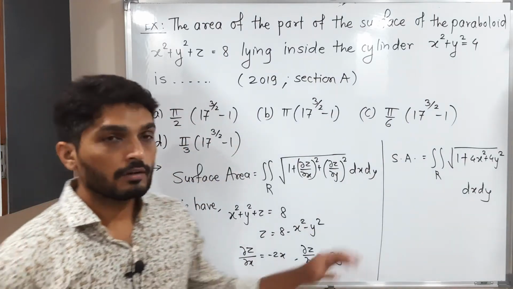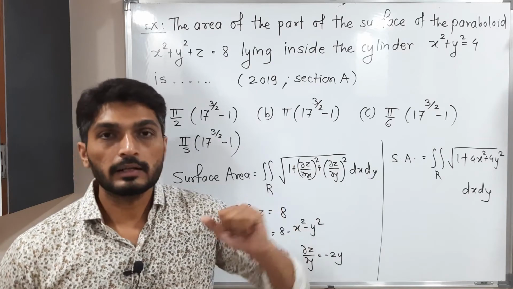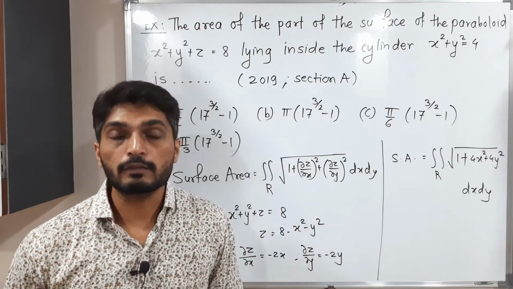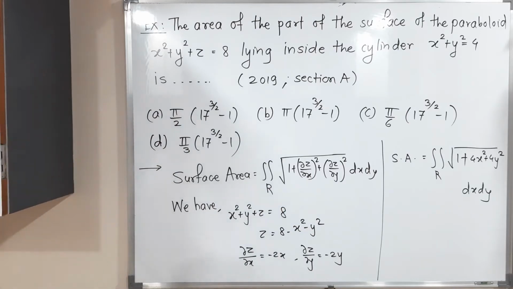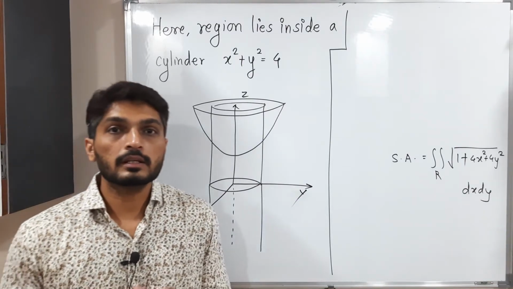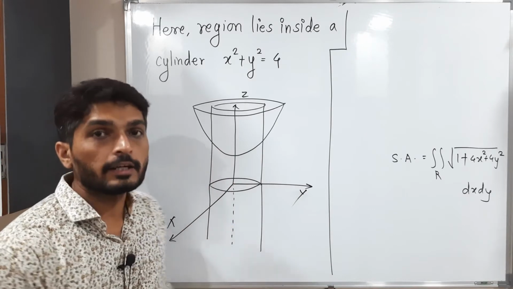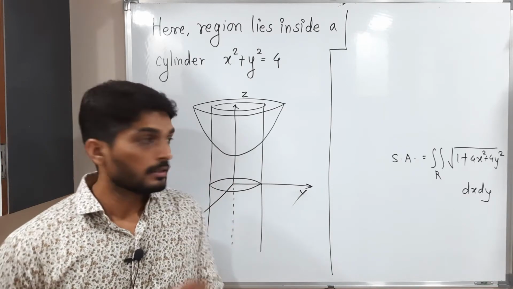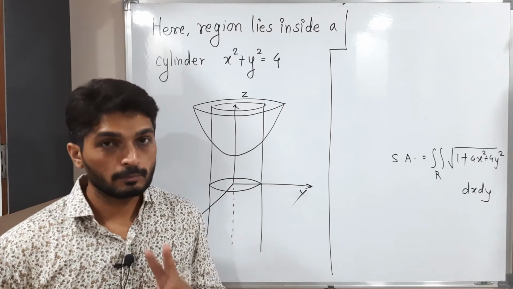After that we have to consider a region first. We have to find the limits of that double integration, and by solving it we will have the required surface area. There is no more space to write, so make a screenshot of it, then we will go further. Here they have mentioned we have to consider the region of that paraboloid which lies inside this cylinder, having center at the origin. That means this cylinder is about the z-axis and the radius is 2.